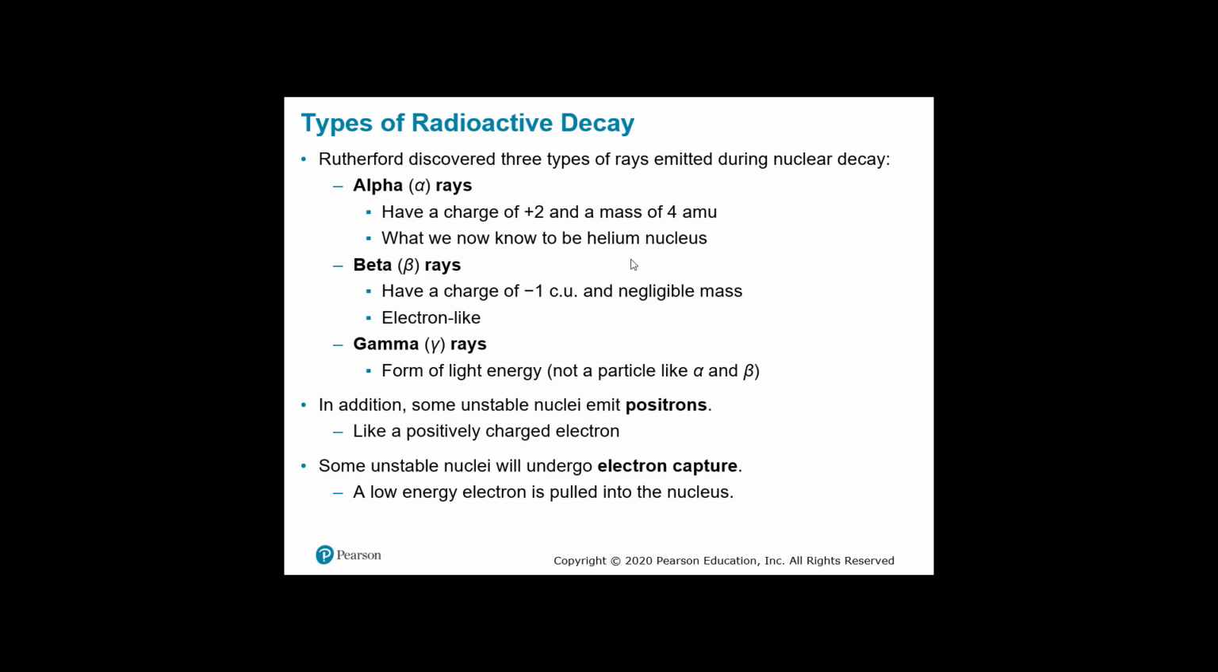So Rutherford discovered 3 types of rays emitted during nuclear decay. There's alpha rays, and it has a charge of +2 and a mass of 4. I'm going to break all of these down with examples to show you. And we now use this as a helium nucleus. So I'll go into what that means. But if you look at the periodic table, helium has a mass of 4 and it has a proton number of 2. So that is why we call it a helium nucleus, because it matches that identically. Beta rays have, and you should become familiar with these symbols that go with this as well.